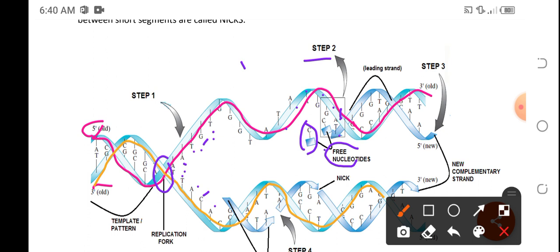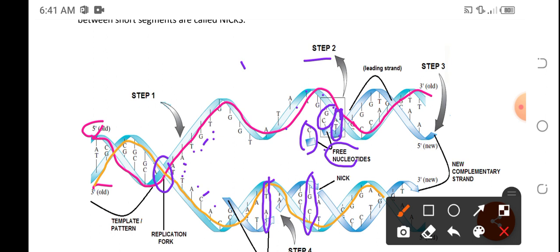So, with this base pairing, of course, hydrogen bond is responsible for this. Pero ang base pairing would come one at a time. So, ito, the A will base pair with T, the G will base pair with the free nucleotide C. Ganon din dito sa other strand. So, the T will base pair with A, the G will base pair with C. And this happens one at a time.